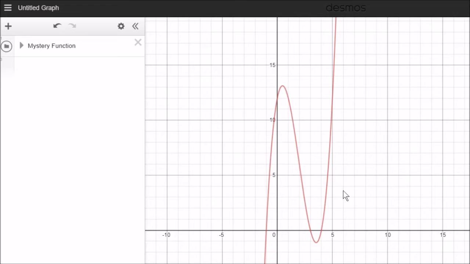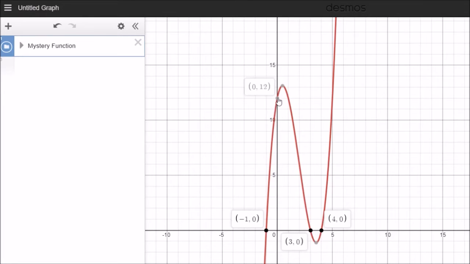So this is our mystery function here. We have to work out exactly what this function is, so we want to be able to write the polynomial function down. What we need to do is find the points at which it crosses the x-axis. That is, we need to find the roots. So it crosses at (-1, 0), at (3, 0), and at (4, 0). It also crosses the y-axis at (0, 12). Those are the 4 points that we need to know in order to work out what this polynomial equation is. So let's take a copy of this and do the maths.